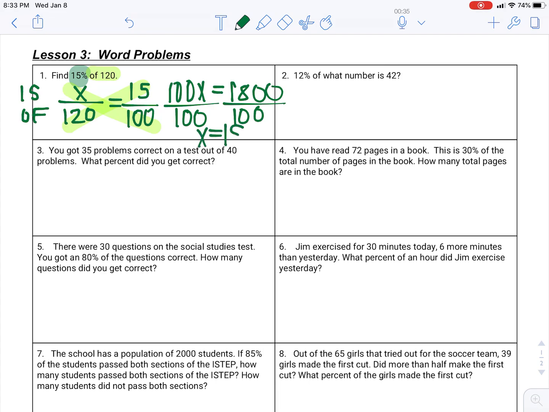And remember, for labeling purposes, the only time we're going to put that percent sign on it is if it's asking to find a percent. In this case, it's not.